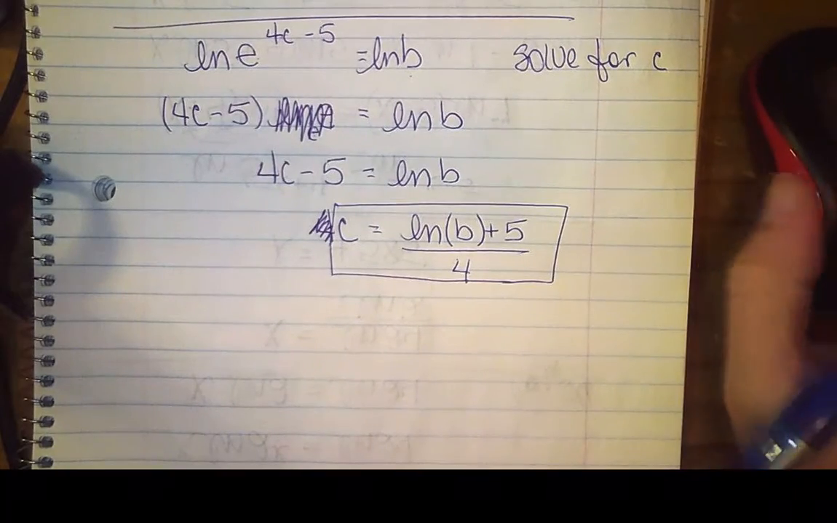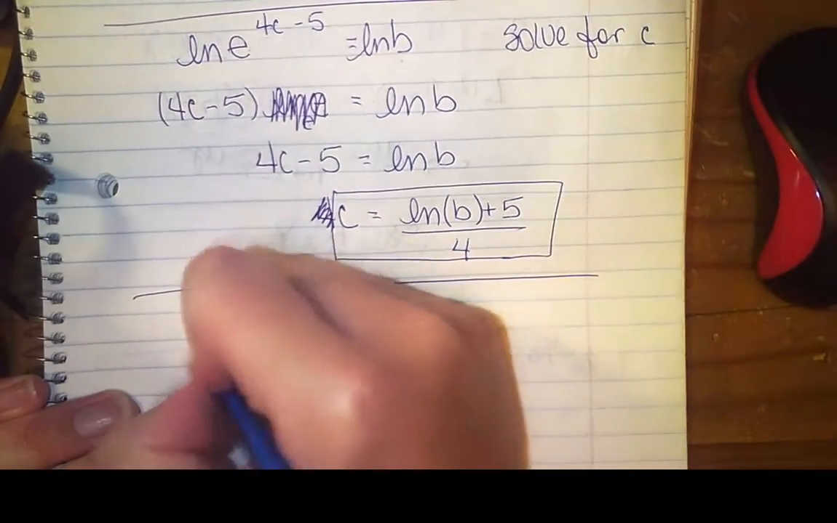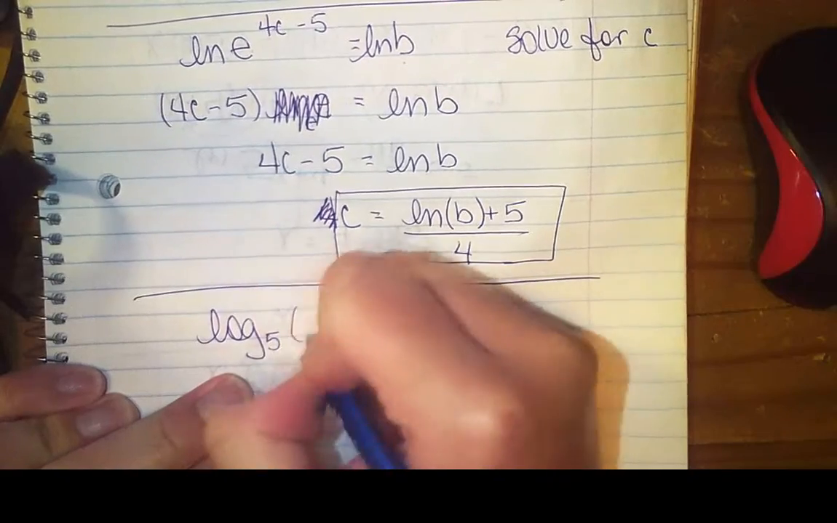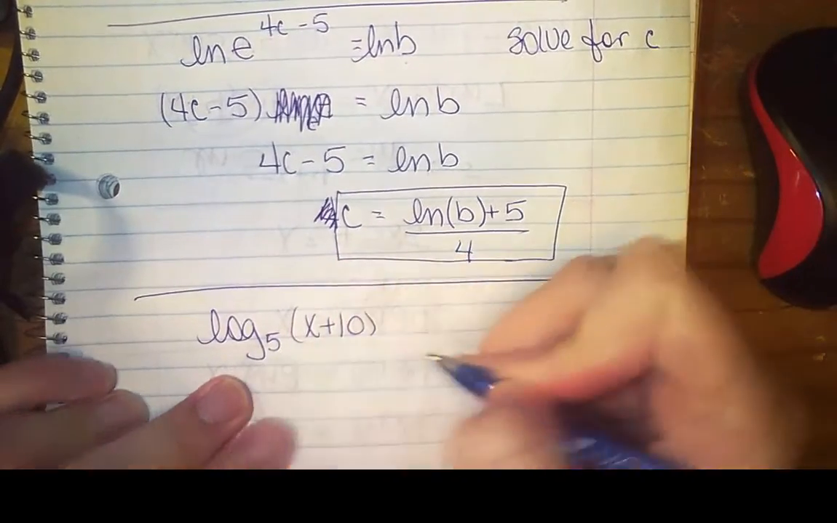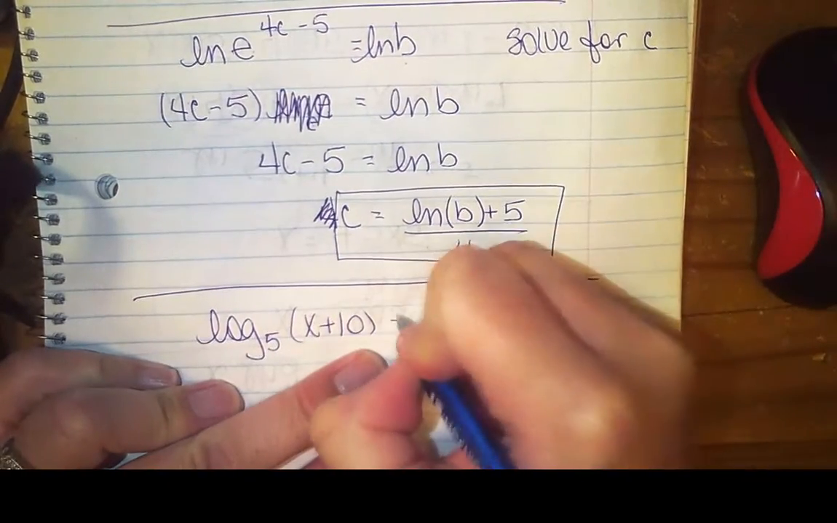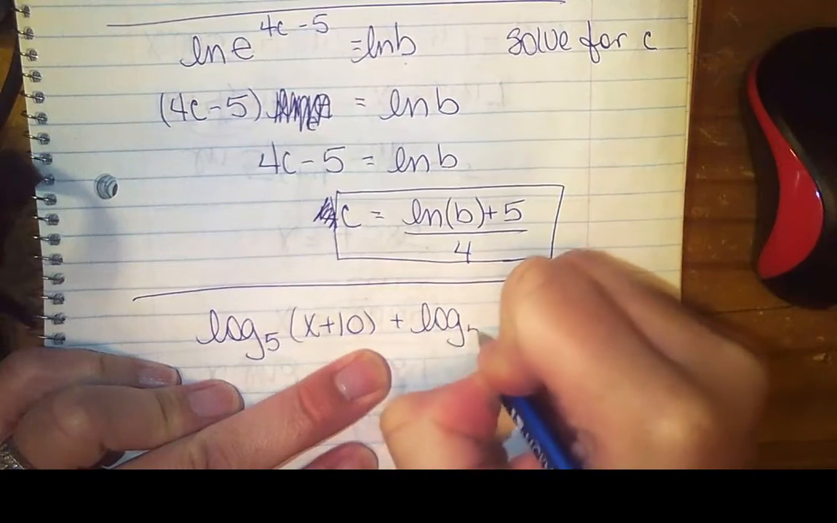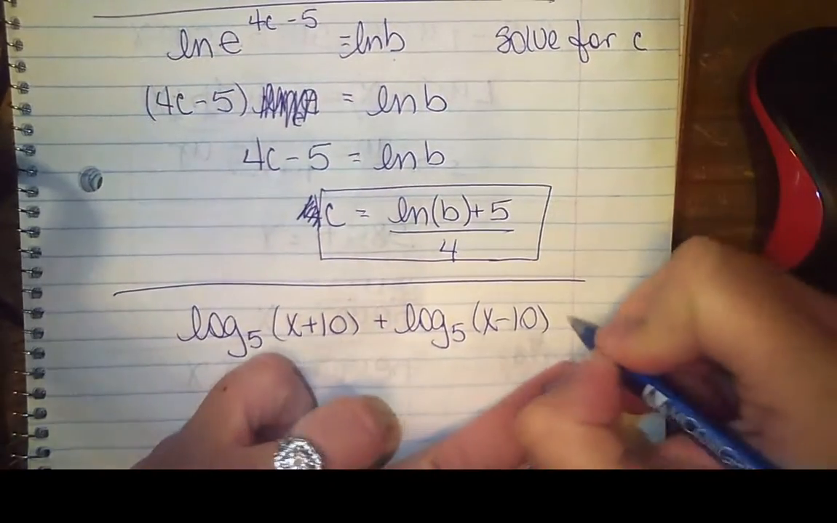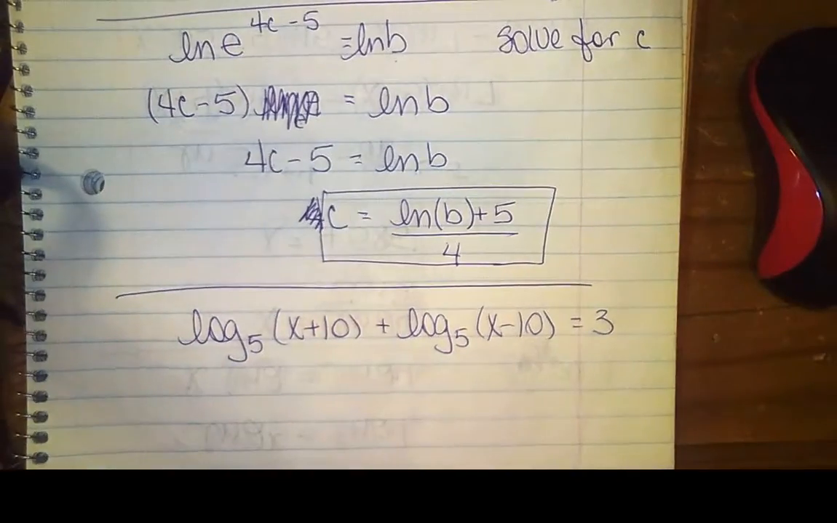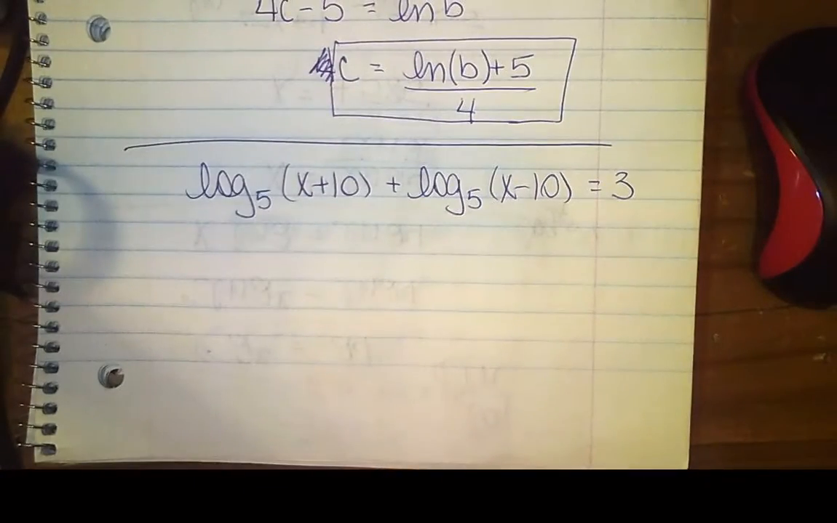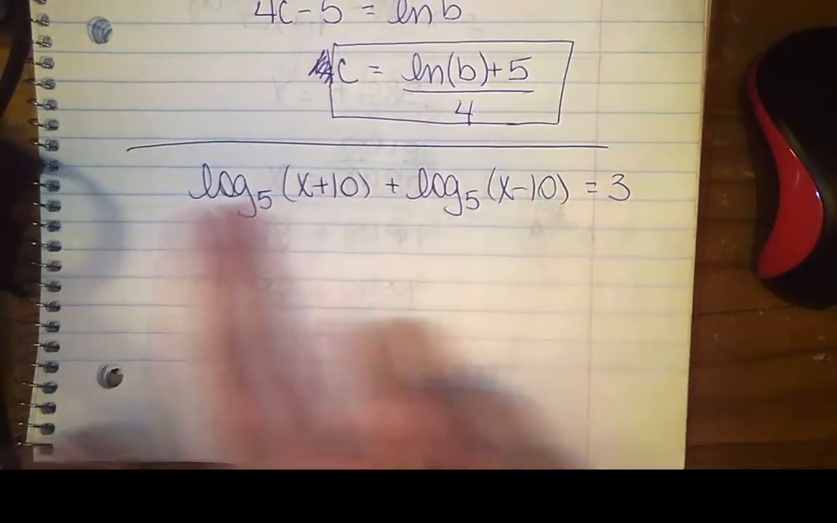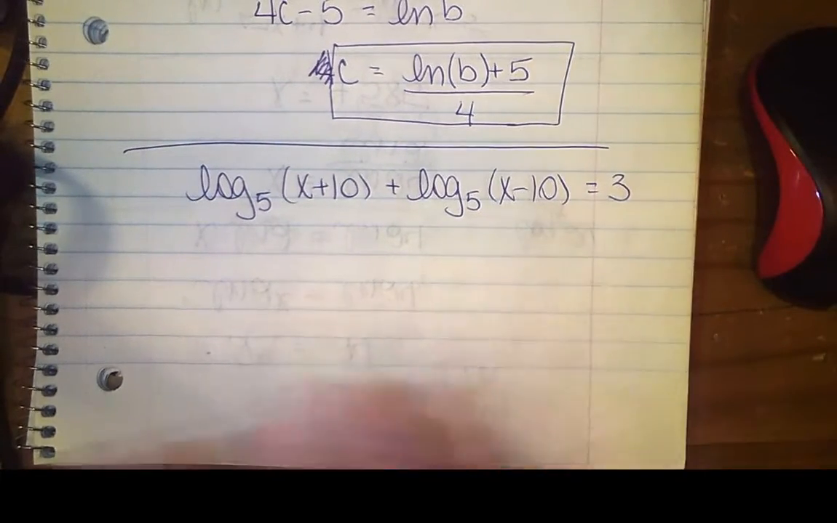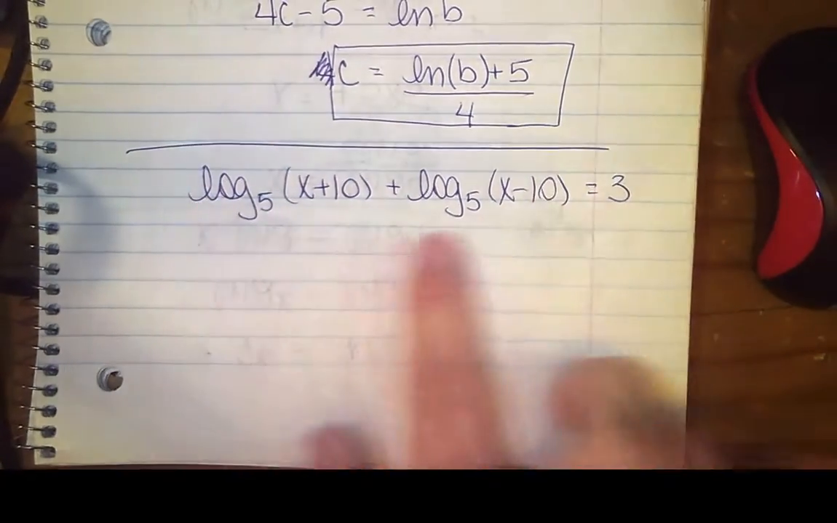Okay, we have log base 5 of x plus 10 plus log base 5 of x minus 10, and that needs to equal 3. So what is your bigger picture? Your bigger picture is I've got logs on one side and numbers on the other. So it will benefit me to put these together.